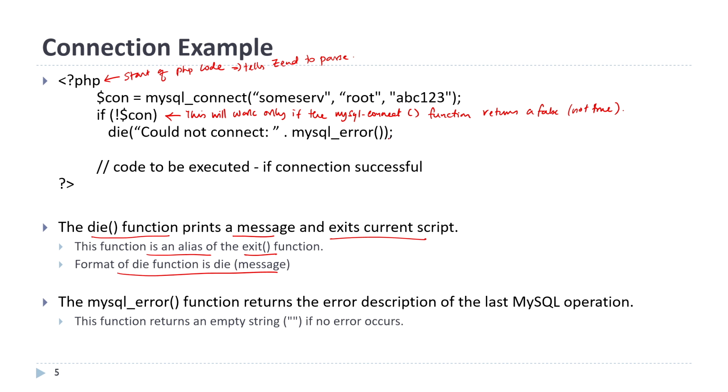Then the other function that you have is the MySQL error function, okay. What it does is it returns the error description of the latest MySQL operation. So, if there is no error, it will return an empty string. If the connection is successful, with absolutely no issues, it returns an empty string. If it does not return an empty string, then that means the connection could not be established and there was an error. So, that is the important part.